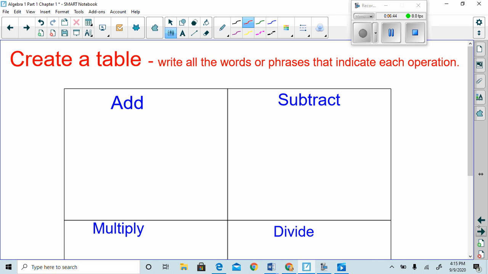Label each of the boxes with add, subtract, multiply, and divide, our 4 basic operations, and come up with as many expressions or words or phrases that you think of that tell you that you're going to perform that operation. This is something that we'll share when we're together, either in a Zoom or in a live session. So please work on that.